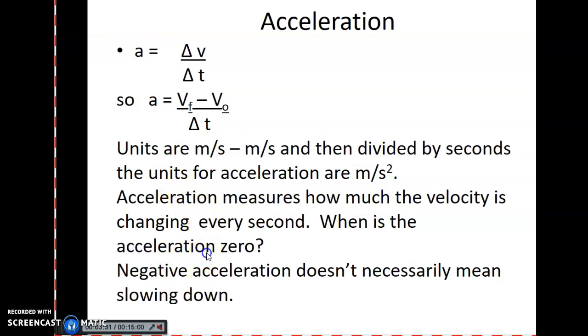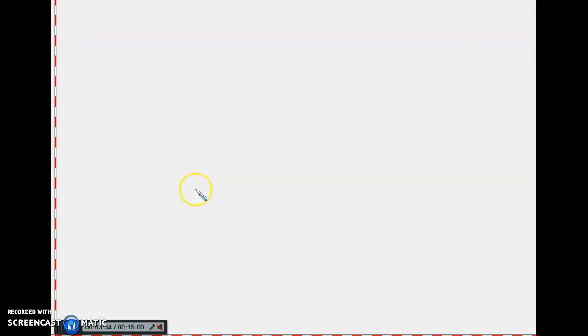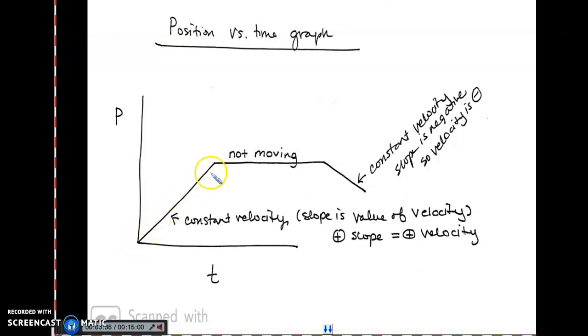So we're going to talk about this negative acceleration here. In a position versus time graph, if I have a straight line here, the slope of this is constant velocity, and the slope is the value of the velocity. For those of you taking calculus, this is the first derivative. I have a positive slope, so a positive velocity. If you were to see something like this, you have an object that is not changing position. They're moving through time, but not space. And if you were to have a negative slope, this is also a constant velocity if it's straight. The slope is negative, so the velocity is negative.